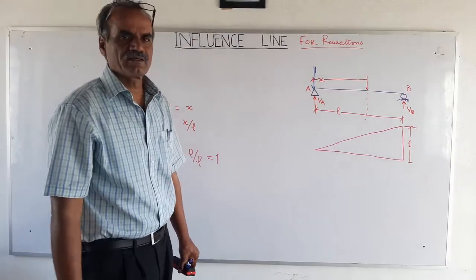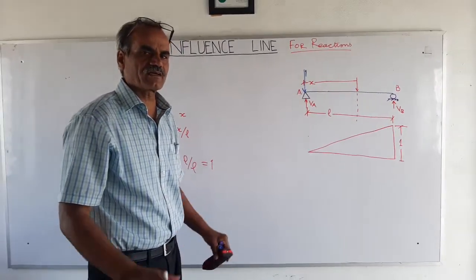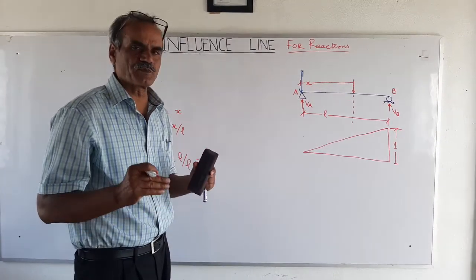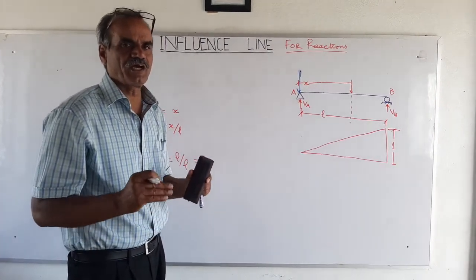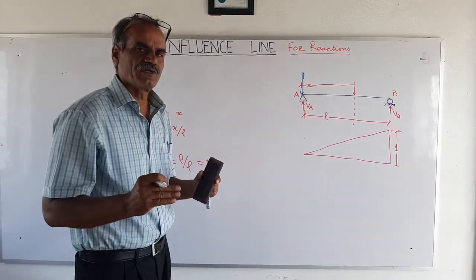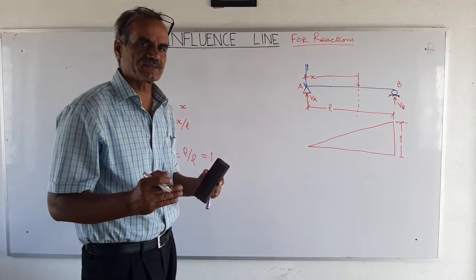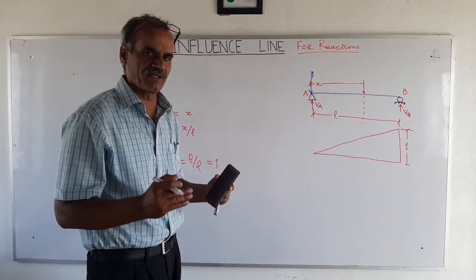This is the method of drawing and concept of influence line for a simply supported beam without a overhang. In next video, I will explain how we will tackle it when the determinate beam has a overhang as well.